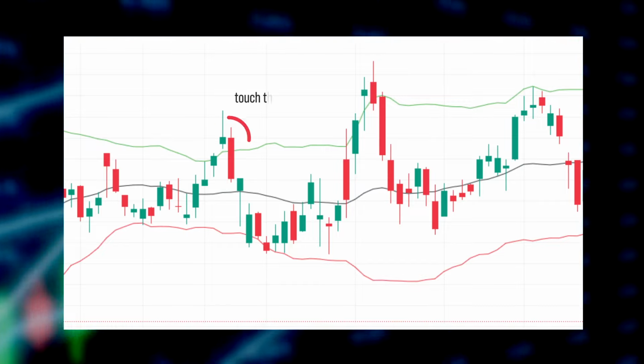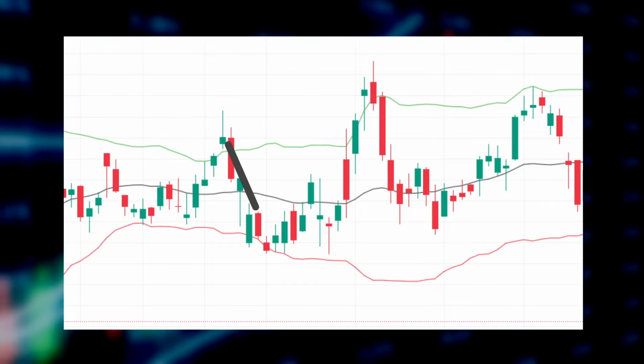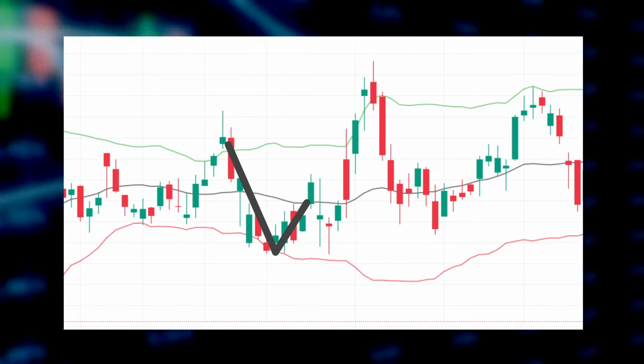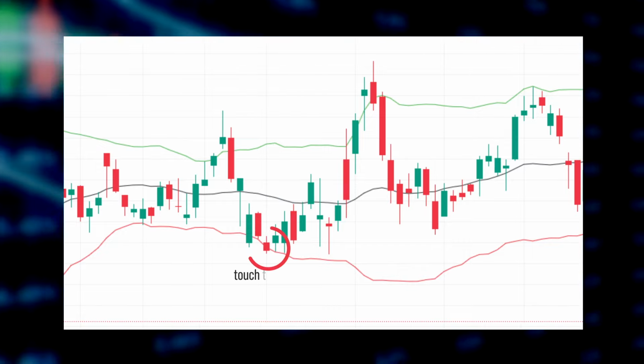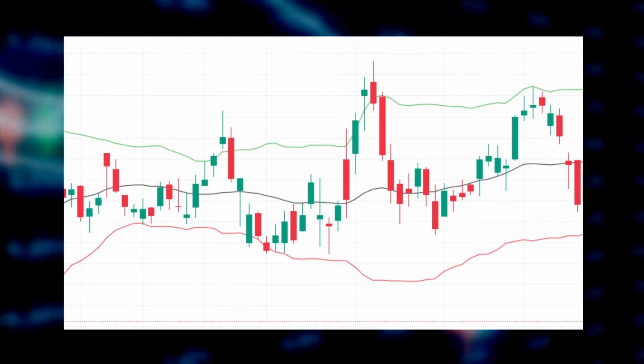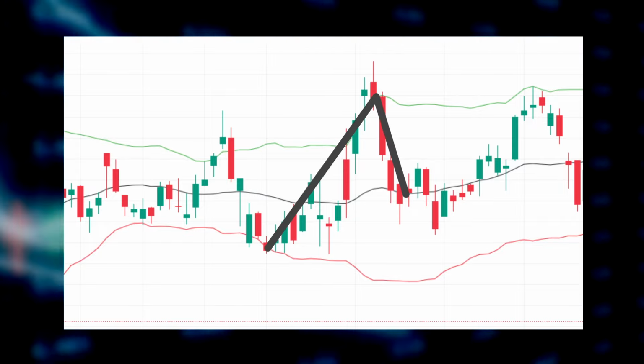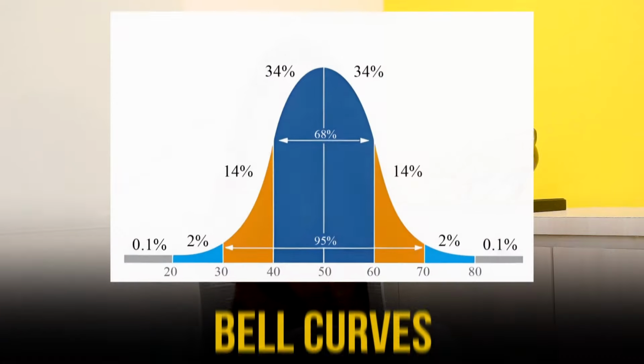As you might have already realized, when prices touch the upper bands, there is a tendency for them to go down and revert back to the mean or towards the lower band. Whereas when prices touch the lower bands, there is a tendency for them to go up and revert back to the mean or towards the upper band. This essentially happens because Bollinger Bands are put together based on the principle of bell curves.